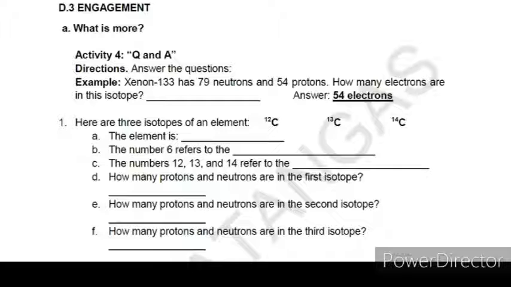Let's take for example xenon 133, which has 79 neutrons and 54 protons. The question is, how many electrons are in this isotope? Xenon 133. 133 is the atomic mass or the mass number of this isotope of xenon. 79 neutrons, 54 protons. The number of electrons is equal to the number of protons, which is 54.